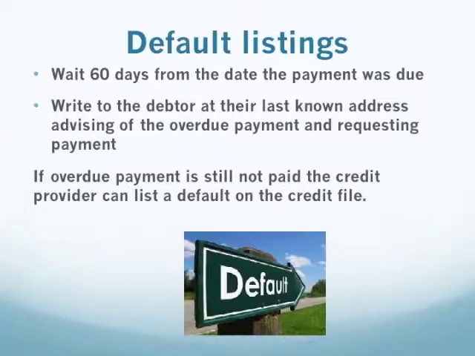Default listings. Before a credit provider can list a default, it must wait 60 days from the date that the payment was due, and write to the debtor at their last known address and advise them of the overdue payment and request payment of the outstanding amount. If the overdue payment is still not paid, the credit provider can list a default on the credit file.